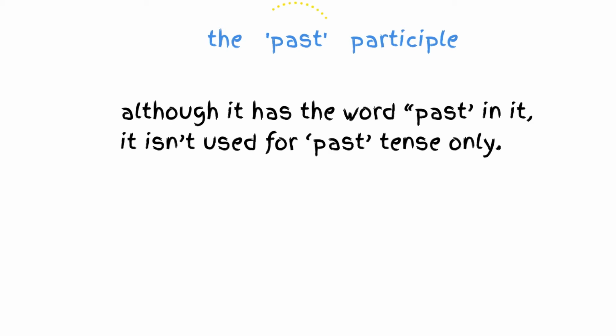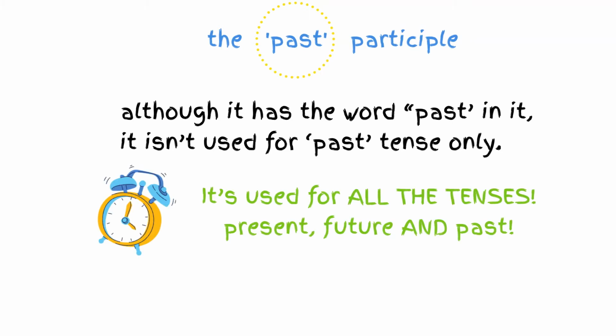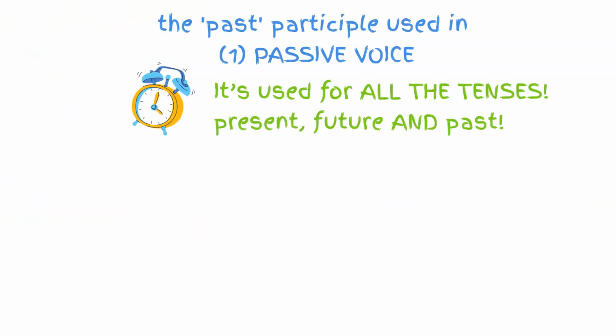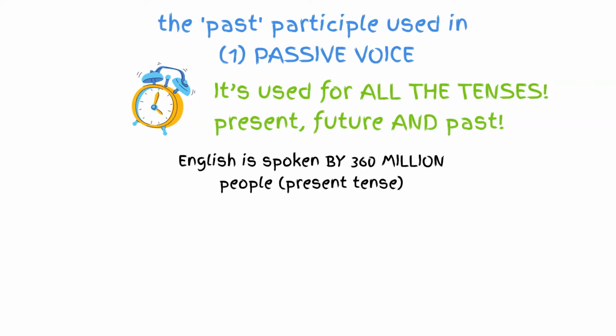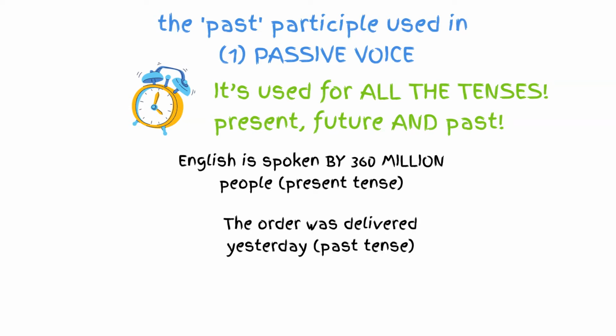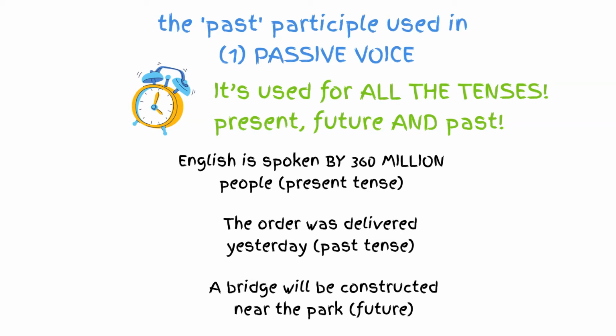Well, the first thing you need to know is that although it has the word past in it, it isn't used for past tense only. It's used for all the tenses. Here are some examples in the passive voice. English is spoken by 360 million people is in present tense. The order was delivered yesterday is in past tense. A bridge will be constructed near the park is in the future. See, it's used in all tenses.